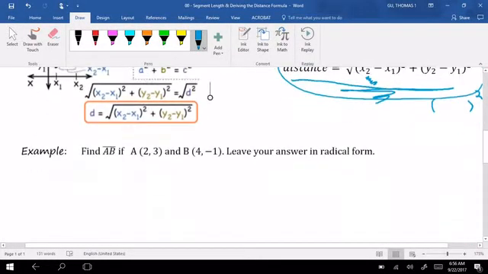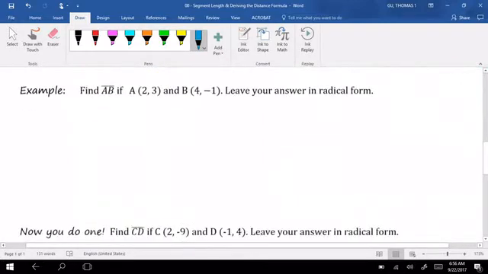All right, and now let's do an example. So what was our distance formula again? Let's look at the question. Find AB if A is (2, 3) and B is (4, -1). Leave your answer in radical form. Leave it in radical form, dude. So let's work this one out together.